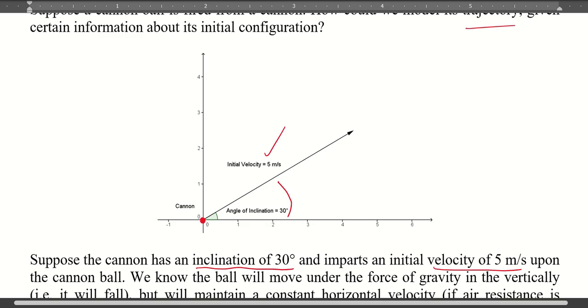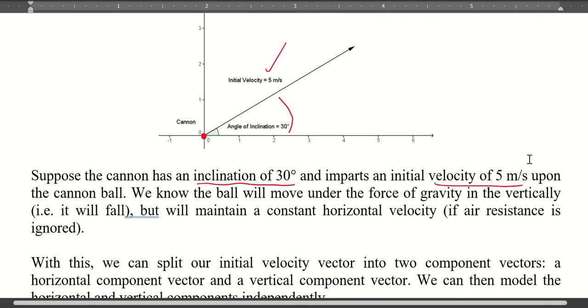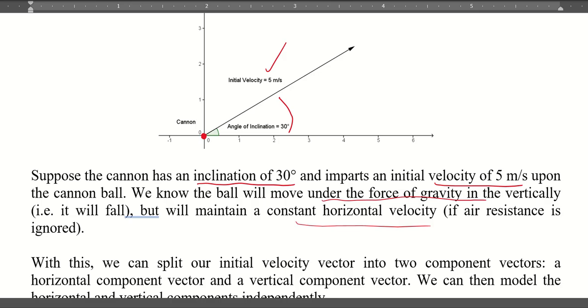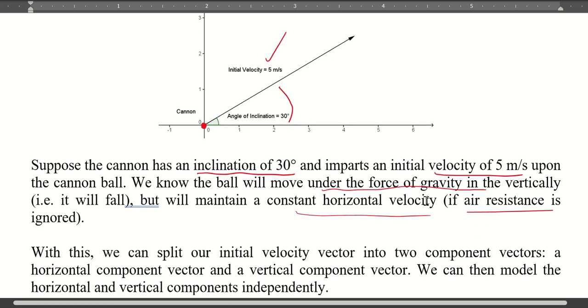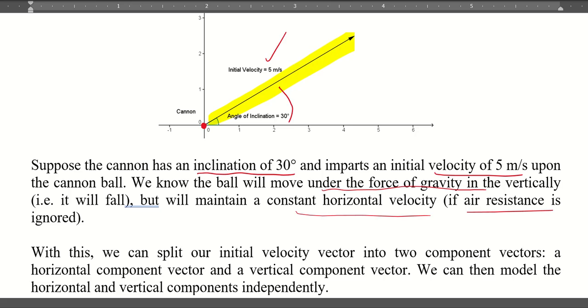Also this 30 degrees. The ball will move under the force of gravity as well, but will maintain a constant horizontal velocity if the air resistance is ignored. So with this, we can split this vector, 5 meters per second, into two components, the horizontal component and the vertical component.